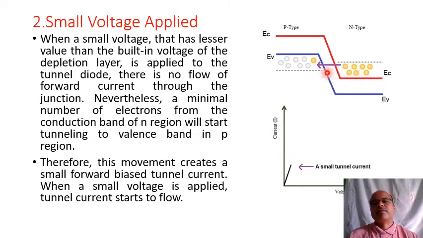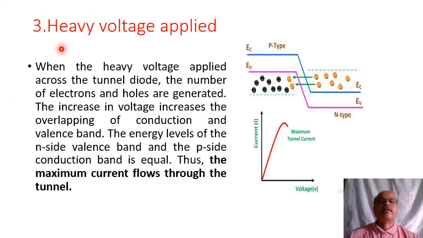So the minimum number of electrons, as shown in the diagram, flows from the conduction band of the n-type material to the valence band of the p-type material, and this movement creates a small forward bias tunnel current. So a very small forward bias tunnel current starts flowing when a small voltage is applied.